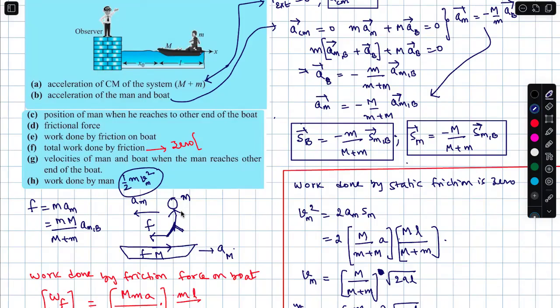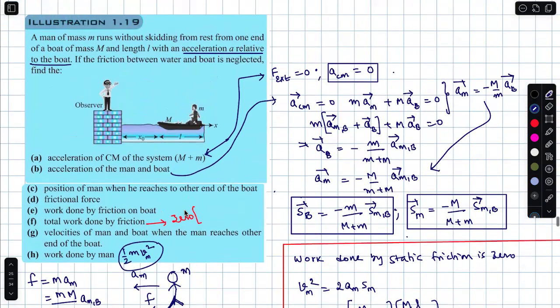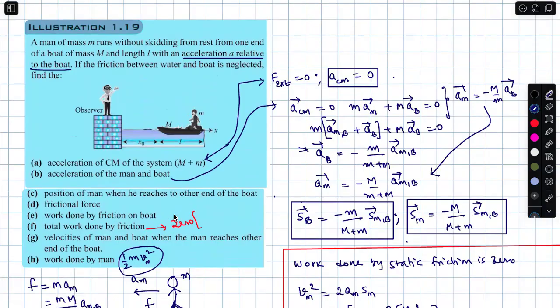Friction, obviously. So on me, friction is forwards. On the boat, friction is backwards, right? But as a whole, these two will cancel if I take man and boat together as one system. So there is no external force, so acceleration of center of mass is 0. Therefore, obviously, you can say m times acceleration of the man plus M times acceleration of the boat is 0. So, one relation that you can get from here is this.